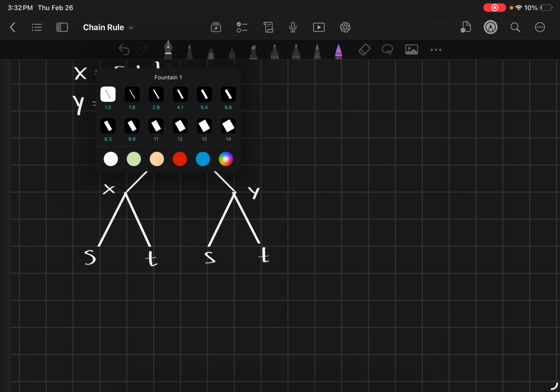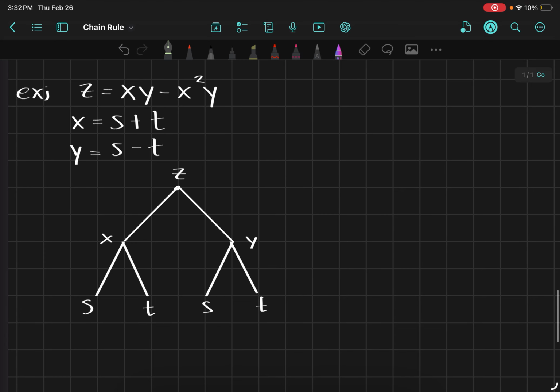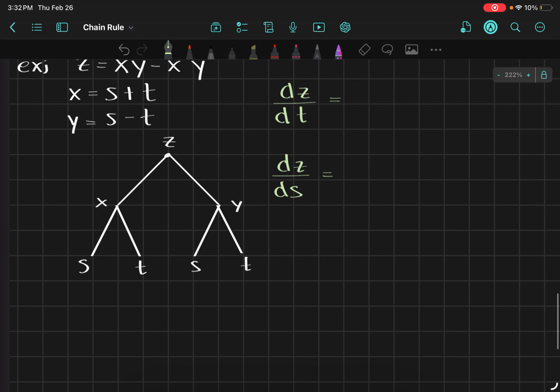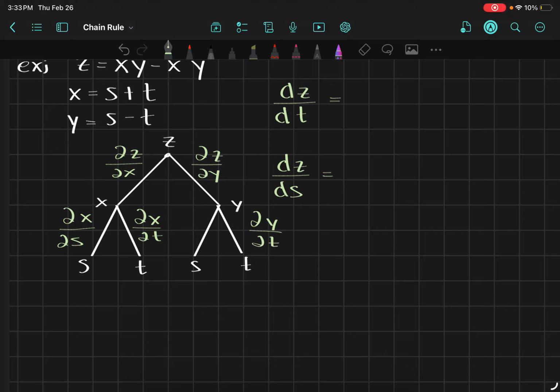So how we're going to take this partial of dz dt, and we'll do dz ds here in a little bit. Well, we'll just mark it down right now. ds, we are going to take the partial of z with respect to x, then the partial of x with respect to s, partial of x with respect to time. Going over to the right side, we have the partial of z with respect to y, the partial of y with respect to time, partial of y with respect to s.